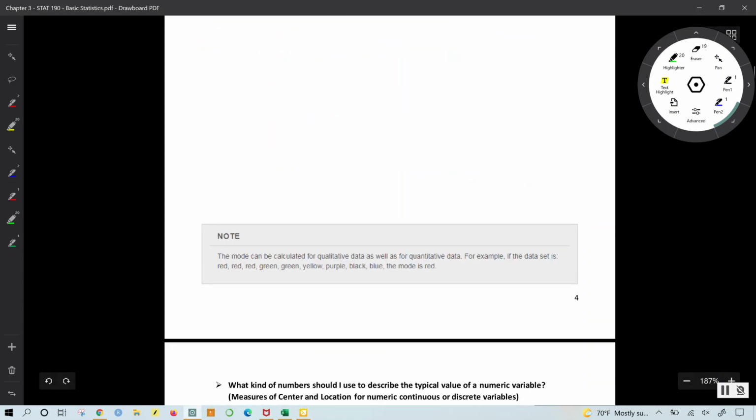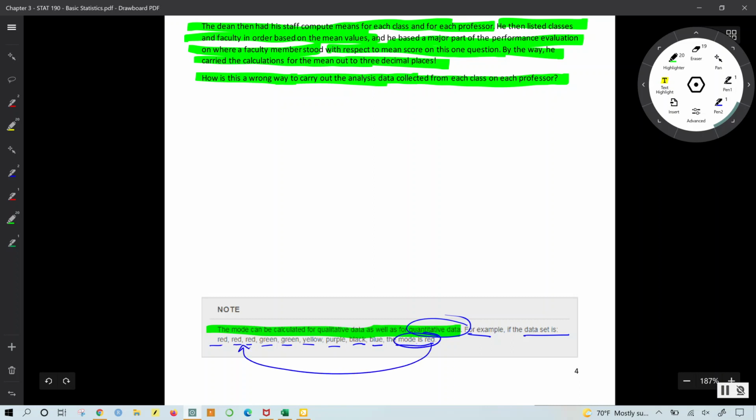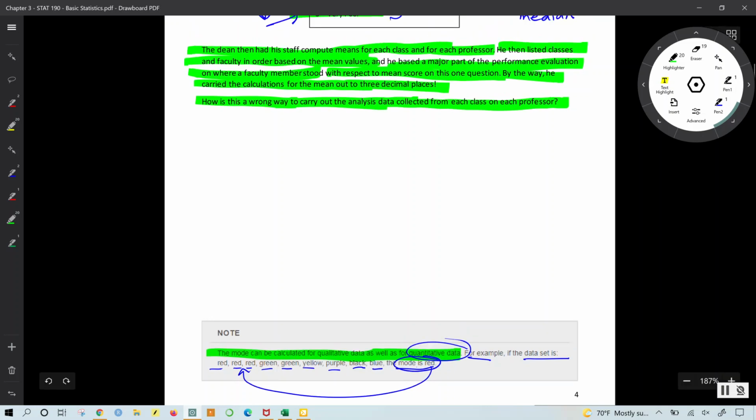So, in conclusion for this video, you should note that the mode can also be calculated for quantitative or numerical data, and we shall see that in a little bit. For example, if the data set is red, red, red, green, green, yellow, purple, black, and blue, the mode is red because it occurs the most often. We want to recall that, and we also want to note that the mode can also be computed for numerical or quantitative data values.